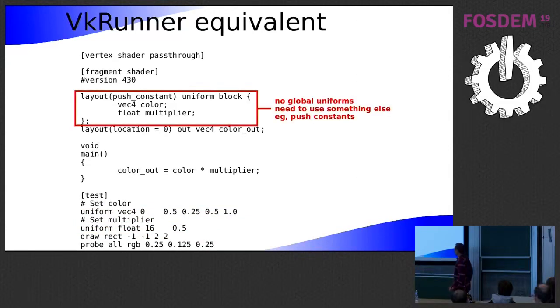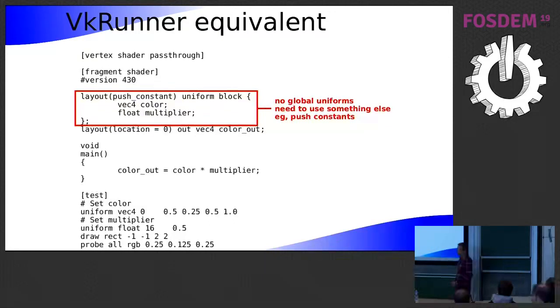So to start with, you can't just put uniforms in this magic global namespace. You need to explicitly give a hint to the driver where to put them. So in this case, the simplest way to convert the shader is just to make a push constant block.